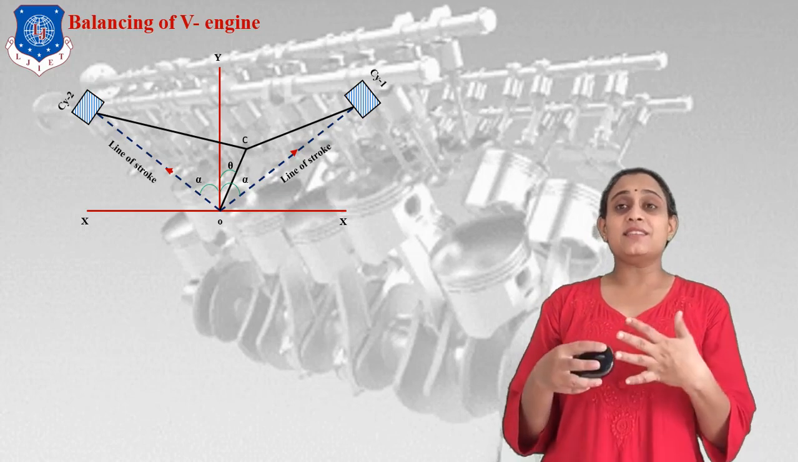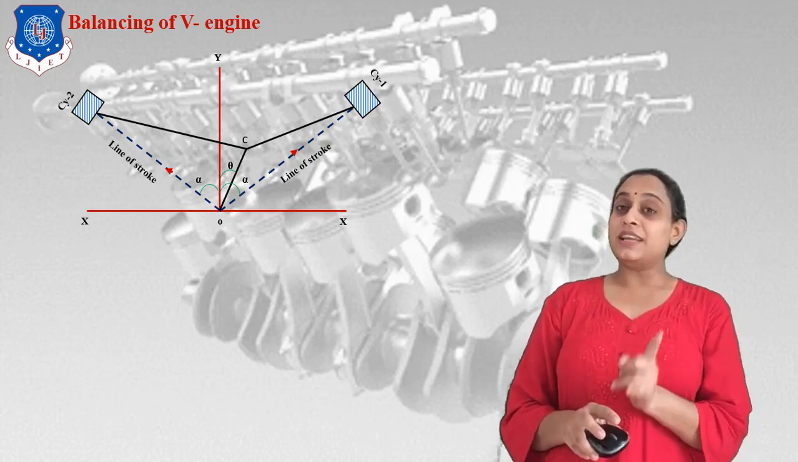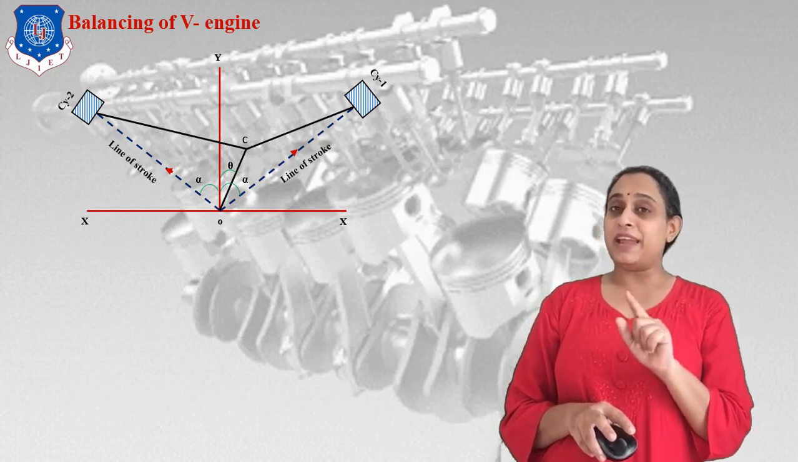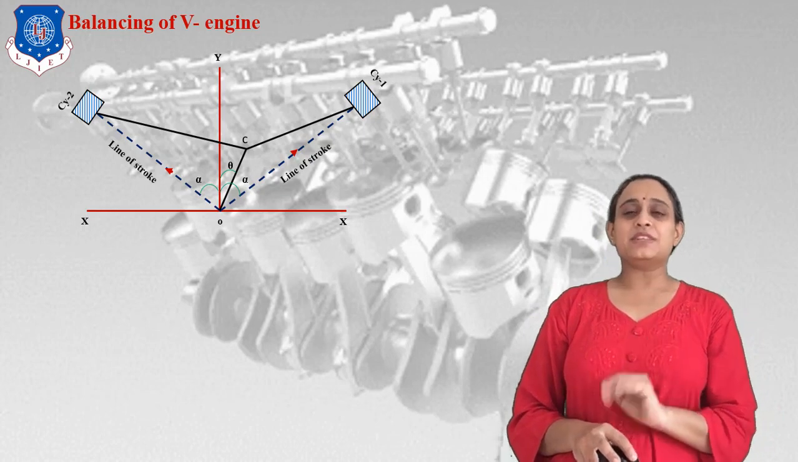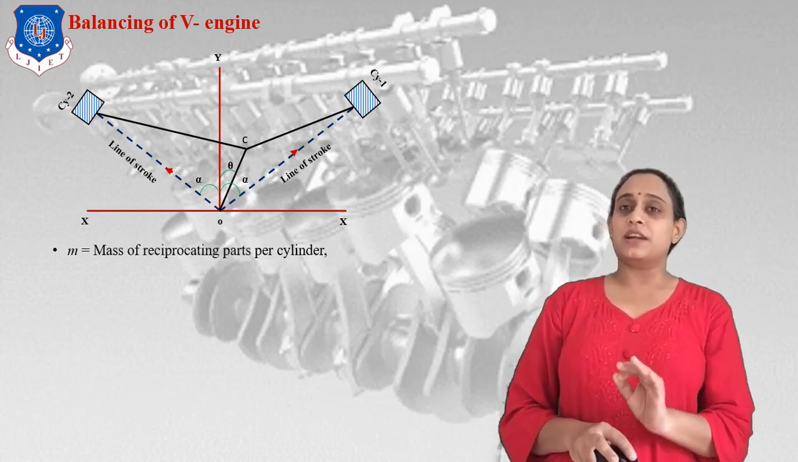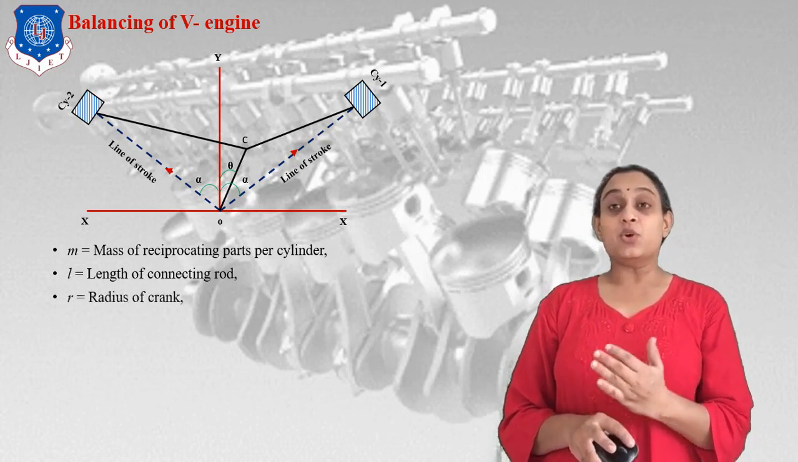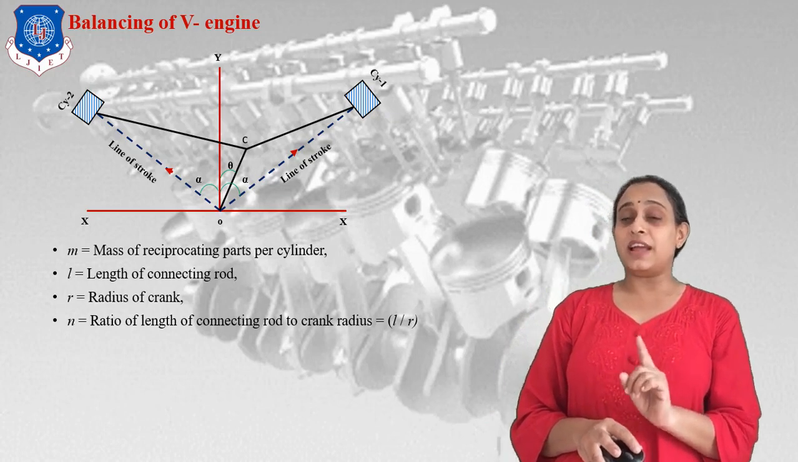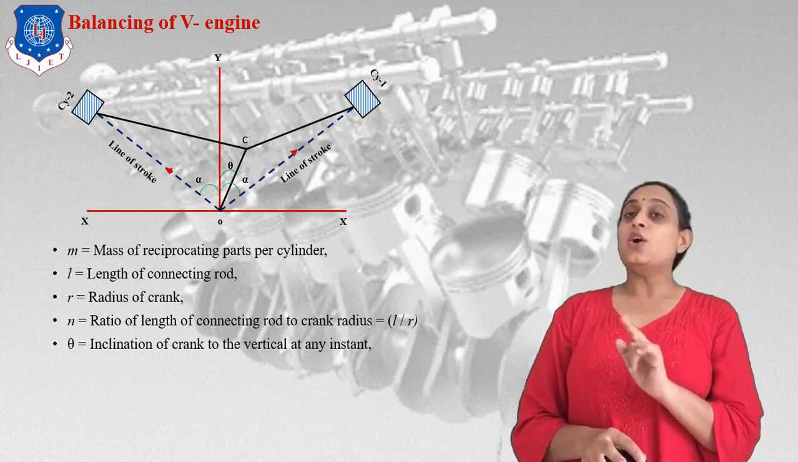Let us explain the theory again. There are two cylinders at an angle 2 alpha, alpha each from the OY axis, connected with the crank, and the crank makes angle theta with respect to the OY axis. Let M be the mass of the reciprocating parts, L the length of the connecting rod, and R the radius of crank. The obliquity ratio is L by R, the ratio of connecting rod length to crank radius. Theta is the inclination of the crank with respect to the OY axis, and omega is the angular velocity of the crank.